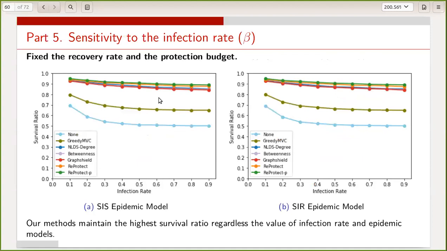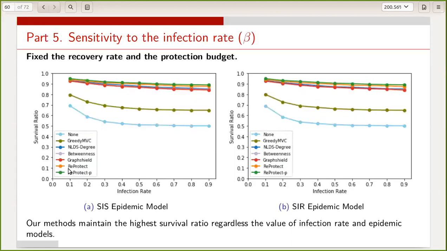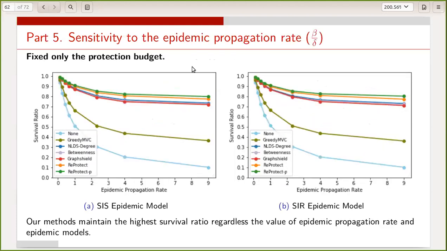So again, we check the sensitivity of the result against the other methods. It's quite sensitive actually to the infection rate, as well as to the recovery rate. With the larger infection rate, we can get the highest survival ratio, and with the larger recovery rate, we can have the larger survival ratio as well. This one is the ratio of the epidemic propagation rate as well.